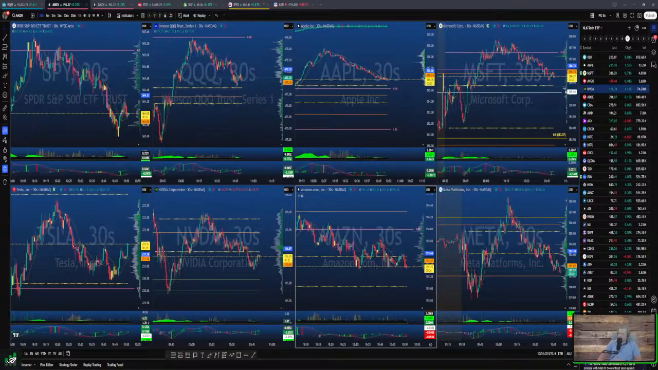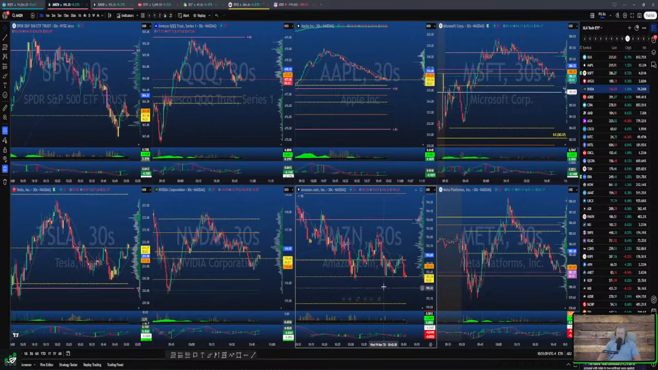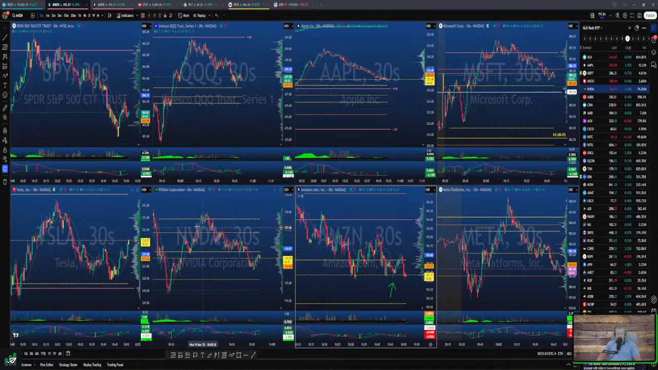Okay, nearing the end of the morning session for me. See, this is kind of why I said Amazon looked really good and then I backed off. This is exactly where I was looking to go short. And then it shot back up and now it's going sideways and the rest of the market's looking a little stronger.